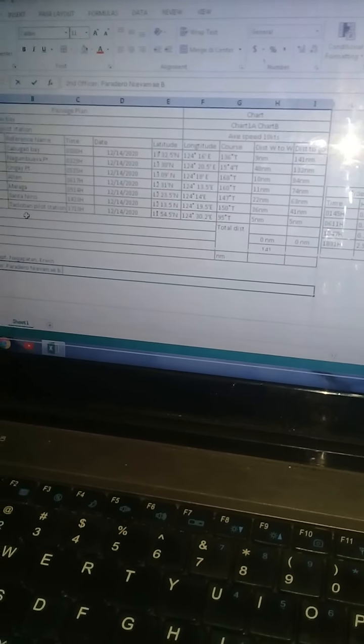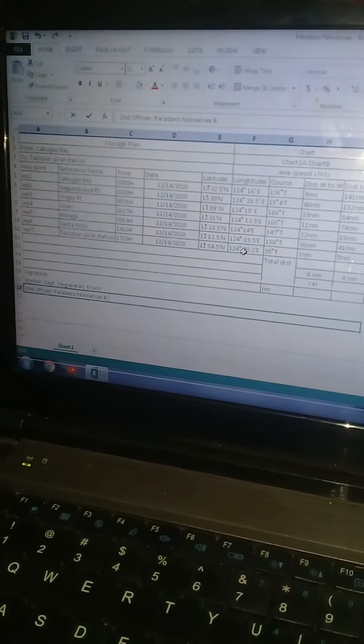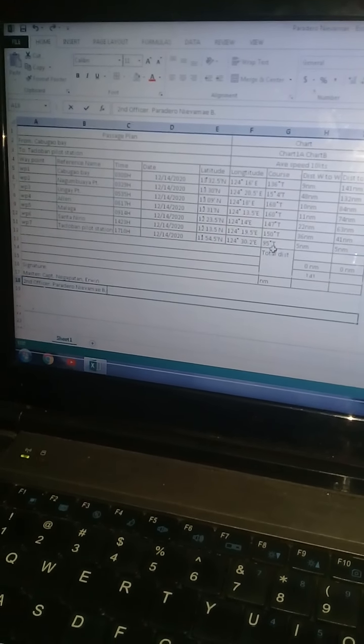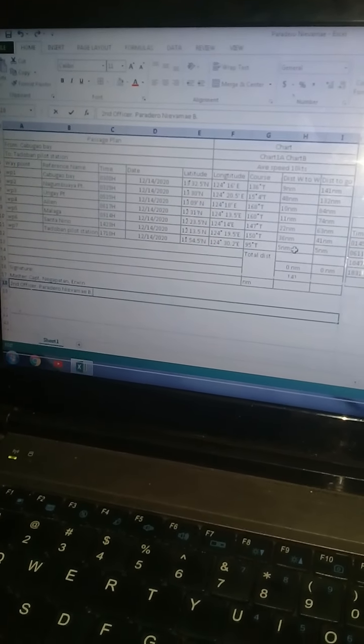And then the last waypoint is Tacloban Pilot Station with the time of 1710 hours with the same date and the latitude of 11 degrees 54.5 minutes north and the longitude of 124 degrees 30.2 minutes east with the course of 95 degrees true with the distance waypoint to waypoint, which is 5 nautical miles.